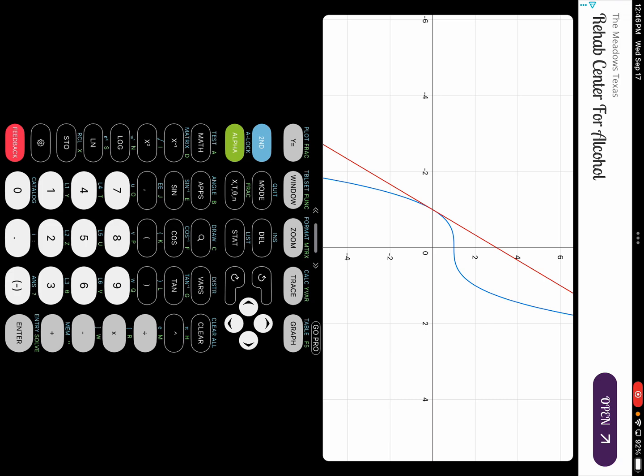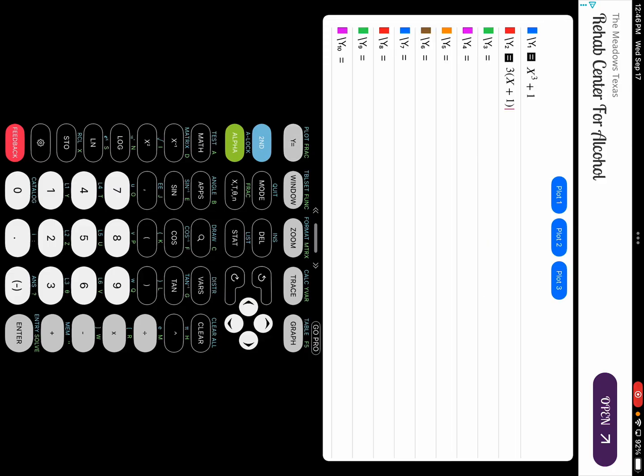We're gonna plug in x cubed plus 1 and then we're gonna put the slope formula for the y minus 0. Yeah, because you don't really need the minus 0, right? Yeah. It's just like y equals. So then I did the 3 parentheses x plus 1, and that's how I got the other line.